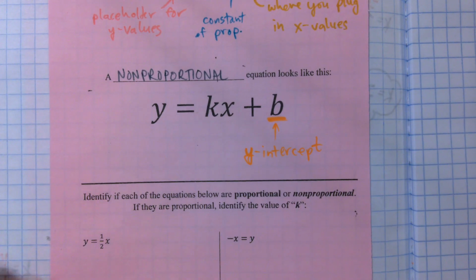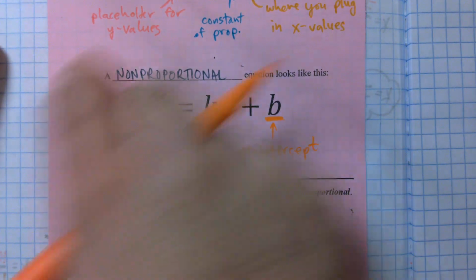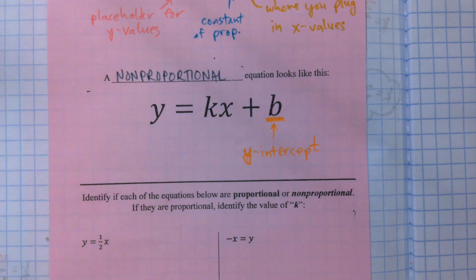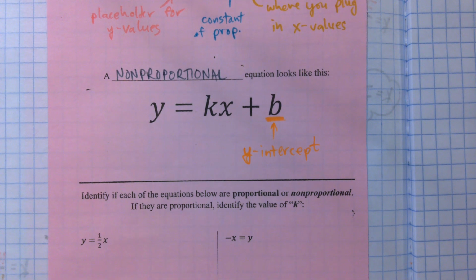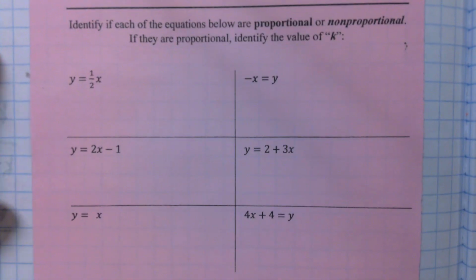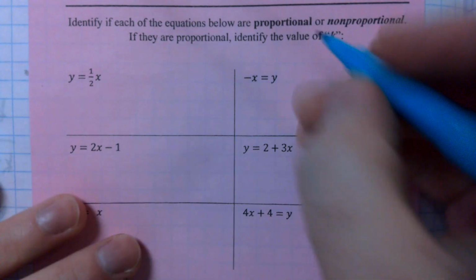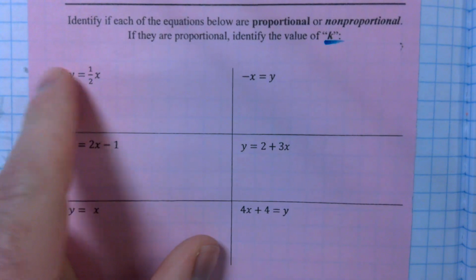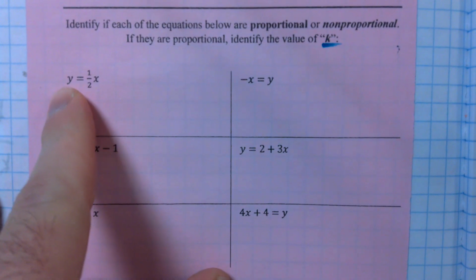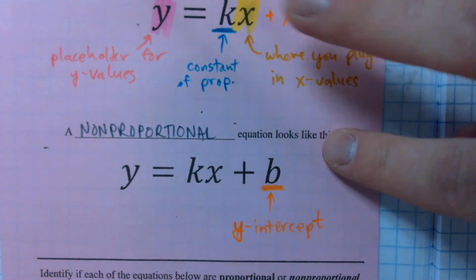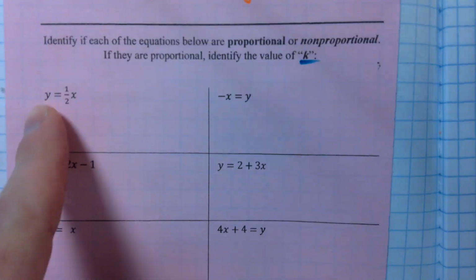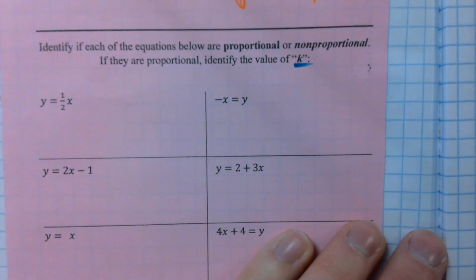All right? So again, we're going to explore more about non-proportionals next week. All we're doing today is identifying which of these equations is proportional, which of these is non-proportional. So let's take a look. And just like the Alex yesterday, if they are proportional, then we're going to find our value for k. Okay? So if I look at this first one, y is equal to 1/2 x. Which of these two equations does this equation follow? The first one or the second one?